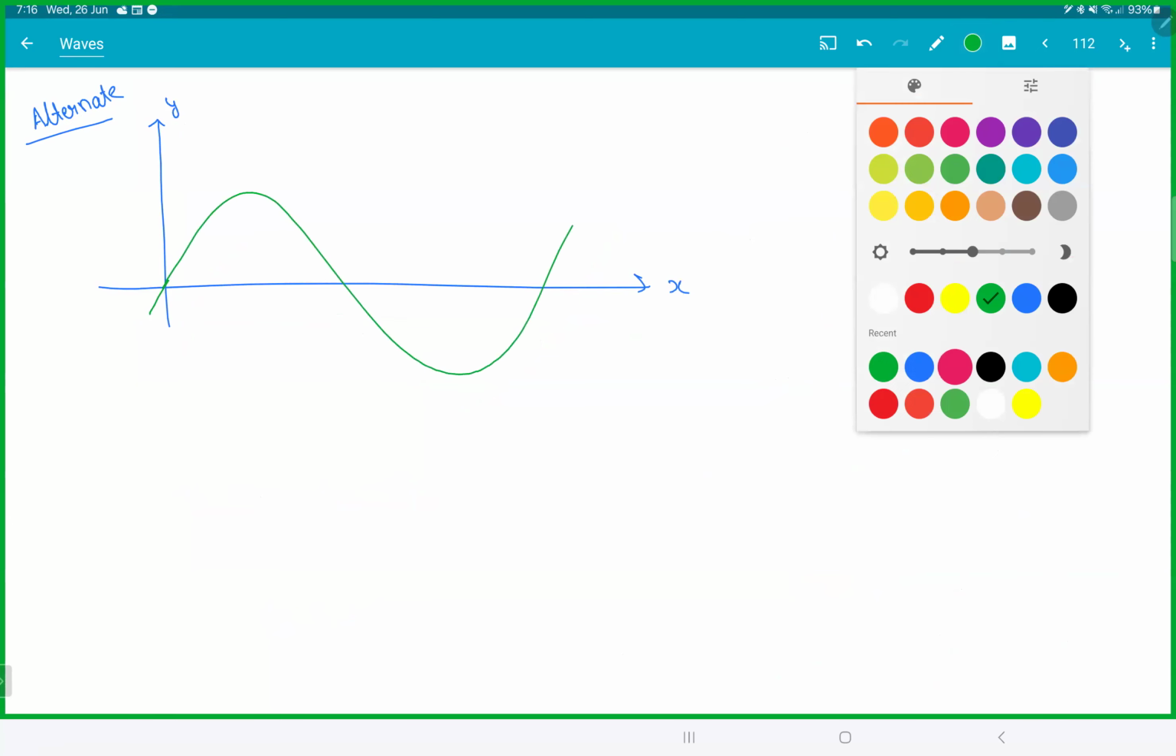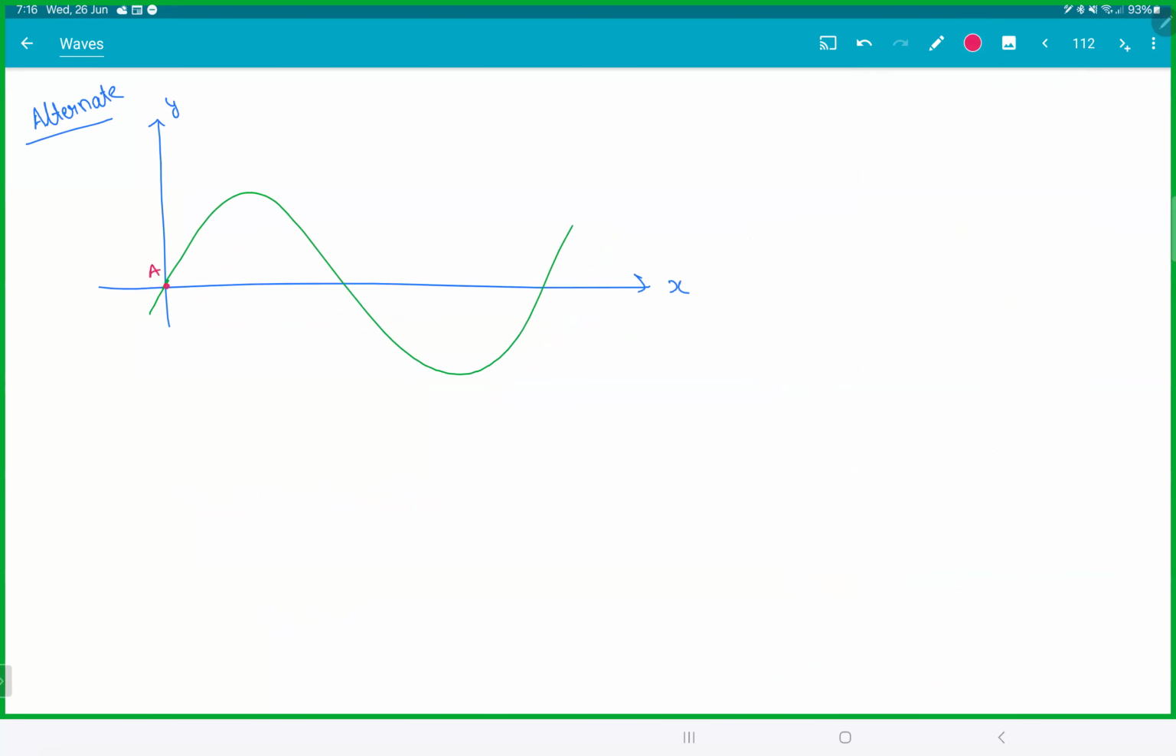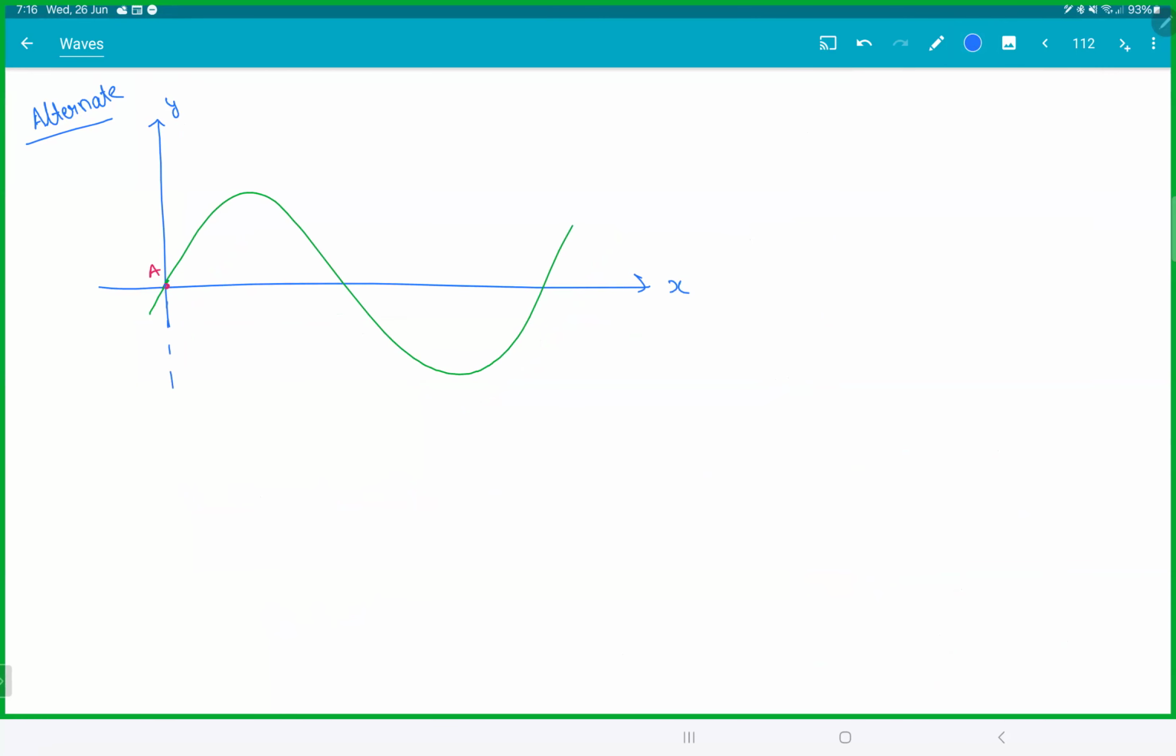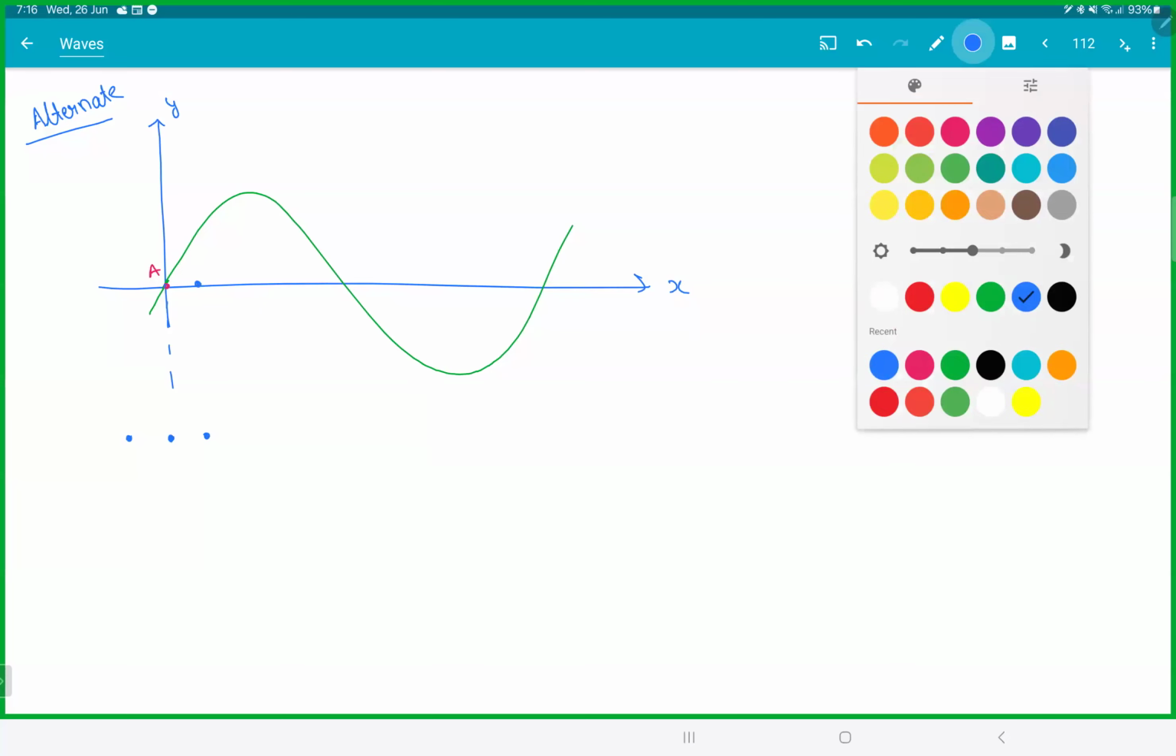Now, let's try to understand. This is nothing but displacement here. So this is the displacement of different molecules. If I consider a molecule here, and a molecule here, meaning at point A, consider one molecule before you, one molecule behind you. So this molecule, what is its displacement?